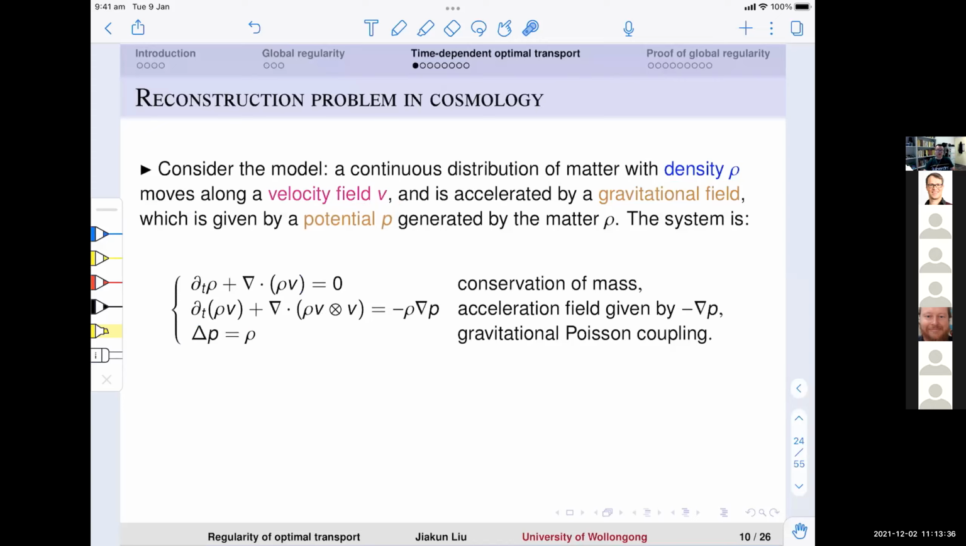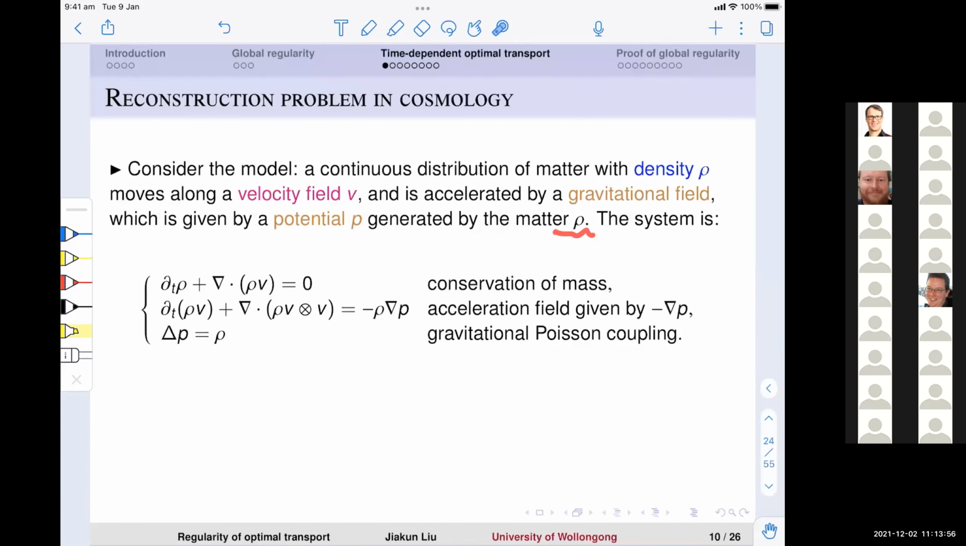And moreover, during the evolution, all the stars are accelerated by some kind of gravitational field, which is given by a potential function P. And P actually depends on the matter. It depends on the distribution of the stars, so it depends on rho.